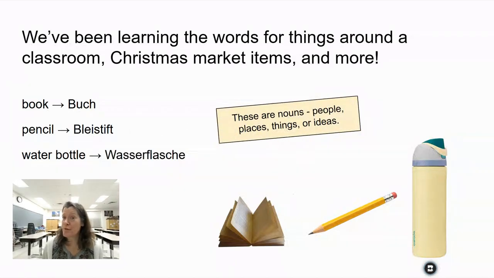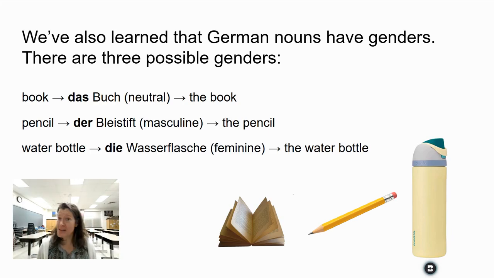Okay, we've been learning the words for things around the classroom, like Bleistift, Buch, Wasserflasche, right? We've also learned Christmas market things. We've learned some things in your room, right? Eine Lampe. Okay, things. And we've also learned some things about things in German, like that all words have genders in German. So, der Bleistift, die Wasserflasche, das Buch.